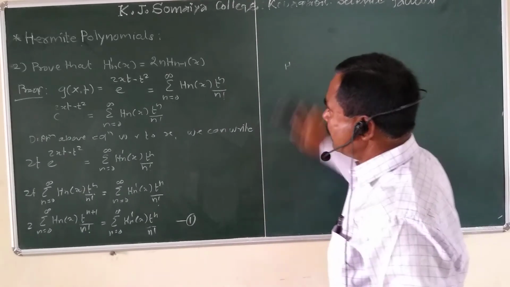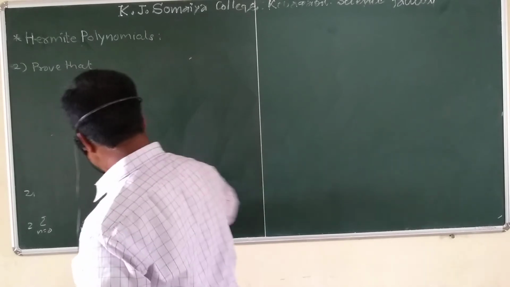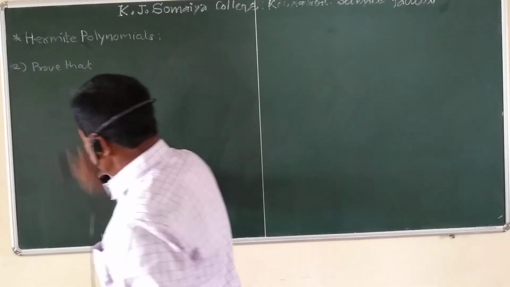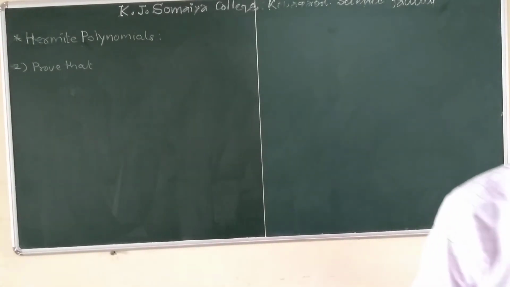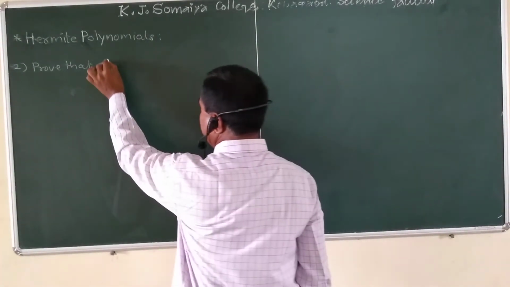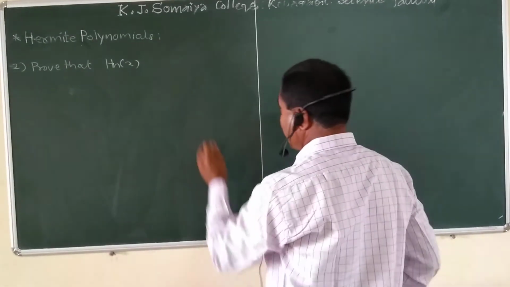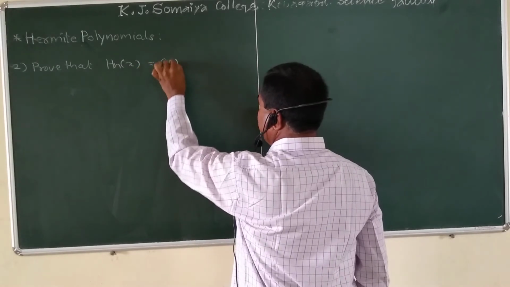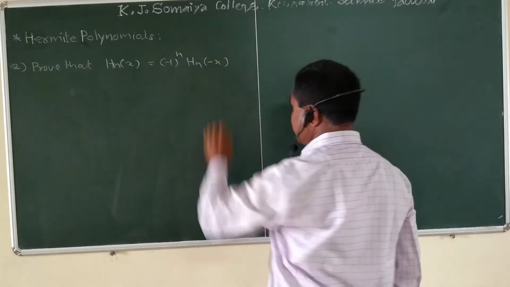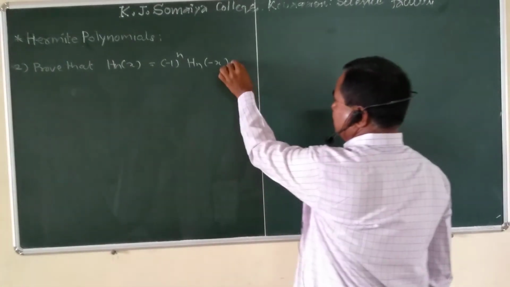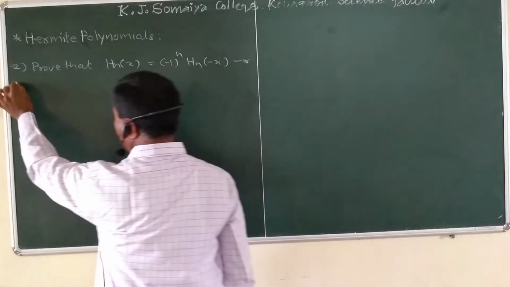Then we consider the next property, that is number 3. So the next property is: prove that Hn of x equal to minus 1 raised to n Hn of minus x. Okay, so we have to prove this property. Then we take the proof.